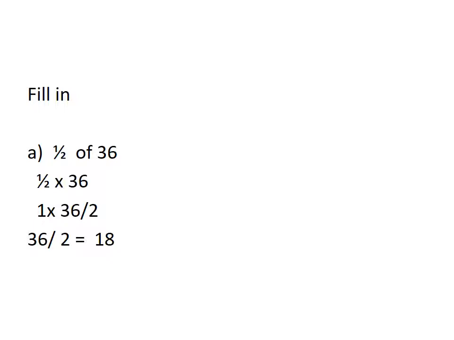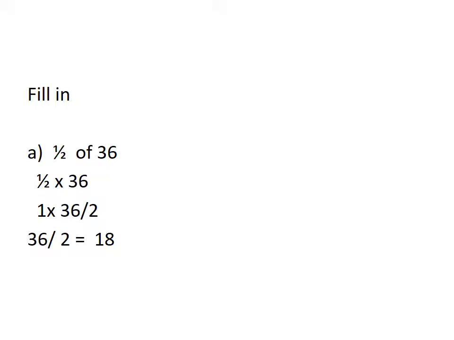Children, do you know the meaning of "of" in BODMAS rule? Yes, "of" means multiplication. In 1 by 2, 1 is numerator and 2 is denominator. Okay? 1 multiplied by 36 and divided by 2.